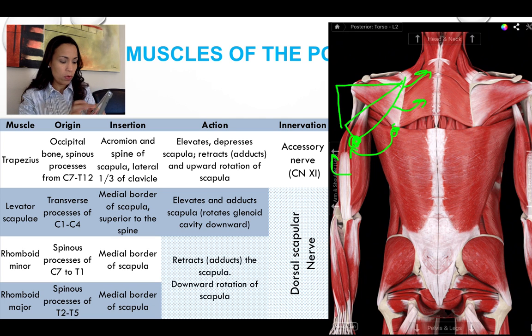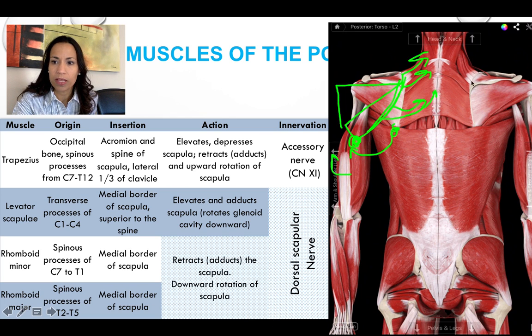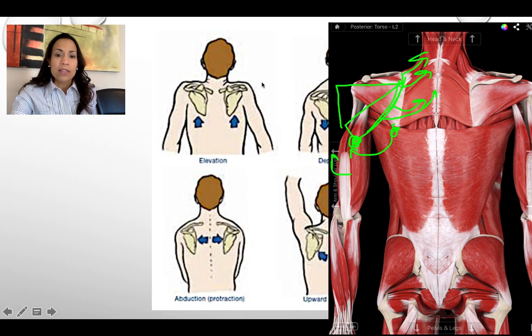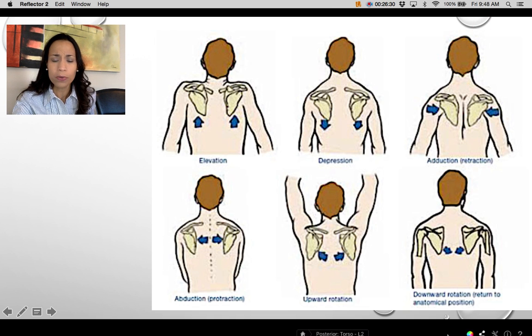I have both rhomboids and the levator scapula. They can pull the medial border of the scapula towards the midline, bringing the scapula back to the anatomical position. And that movement is called downward rotation of the scapula, okay? All of these muscles, the levator scapula and both rhomboids, are innervated by the same nerve, the dorsal scapular nerve. Okay?